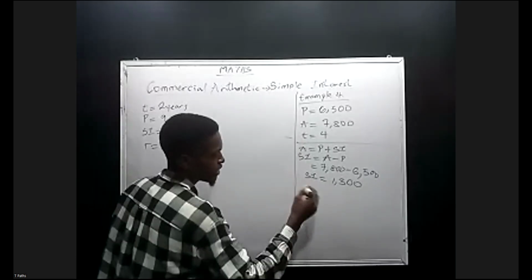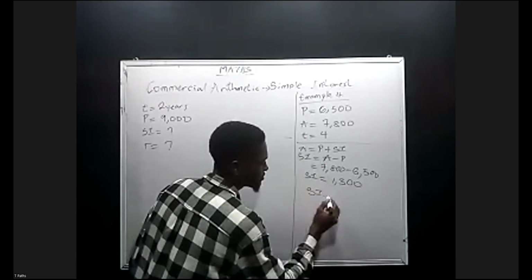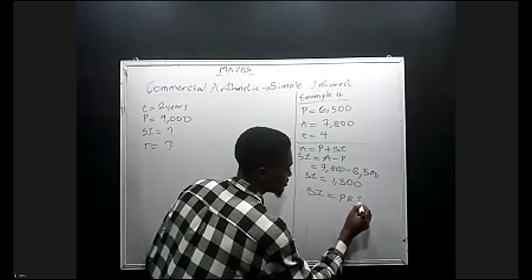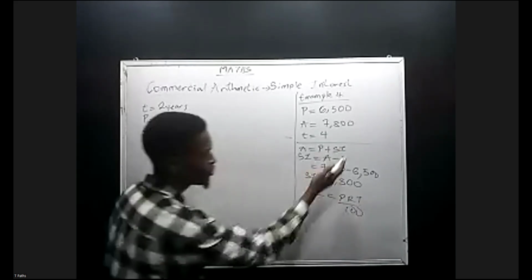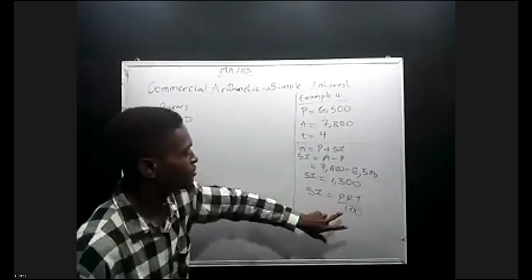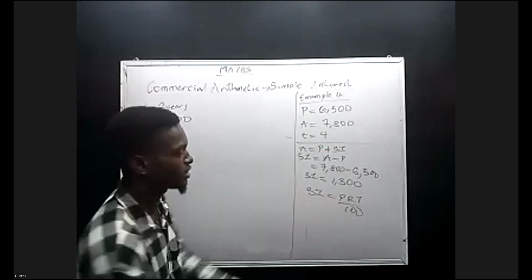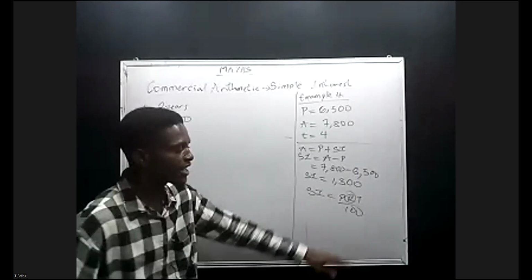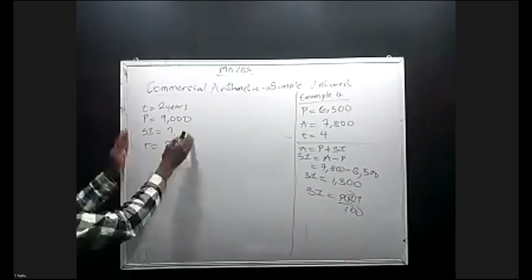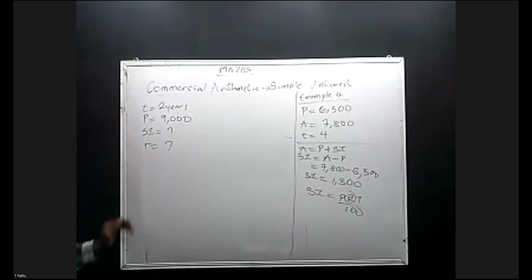So what do you have to do? You just have to implement your formula. Simple interest is equal to PRT over 100. Just input your principal, your time, and your simple interest, which is 1,300, and use it to look for the rate. After getting the rate, come and input it here and use it to solve this question. So I'm giving it to you as your assignment. It's very clear, right?